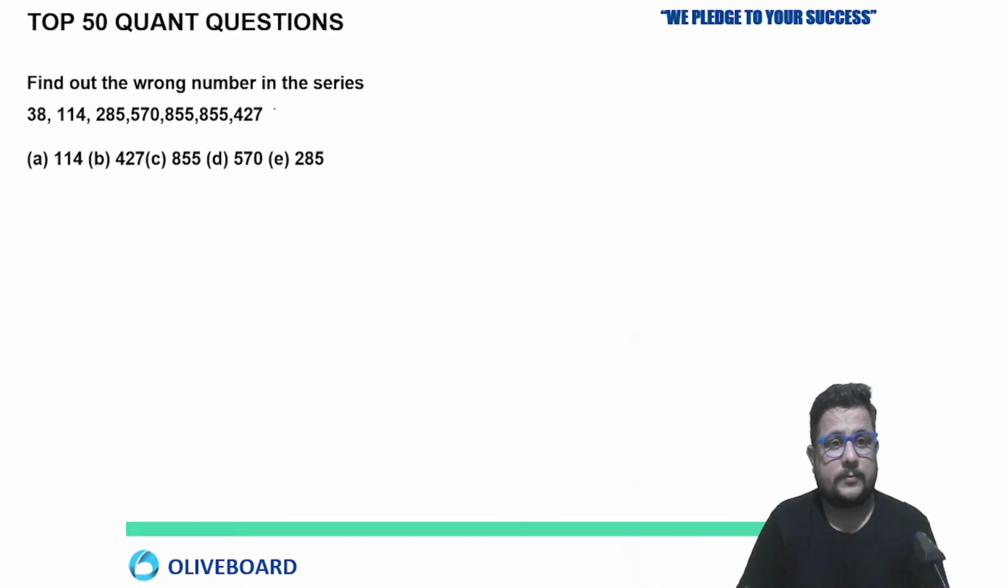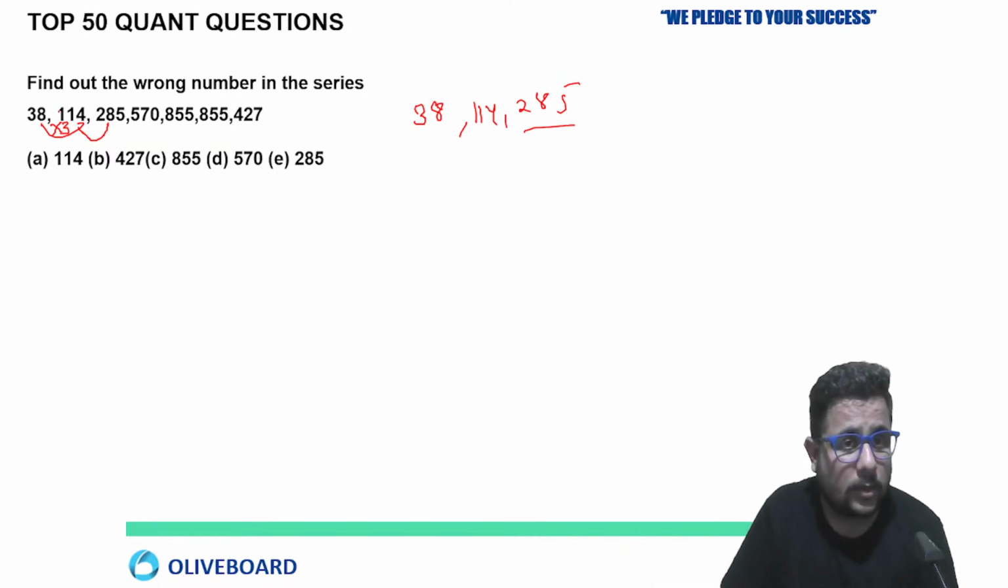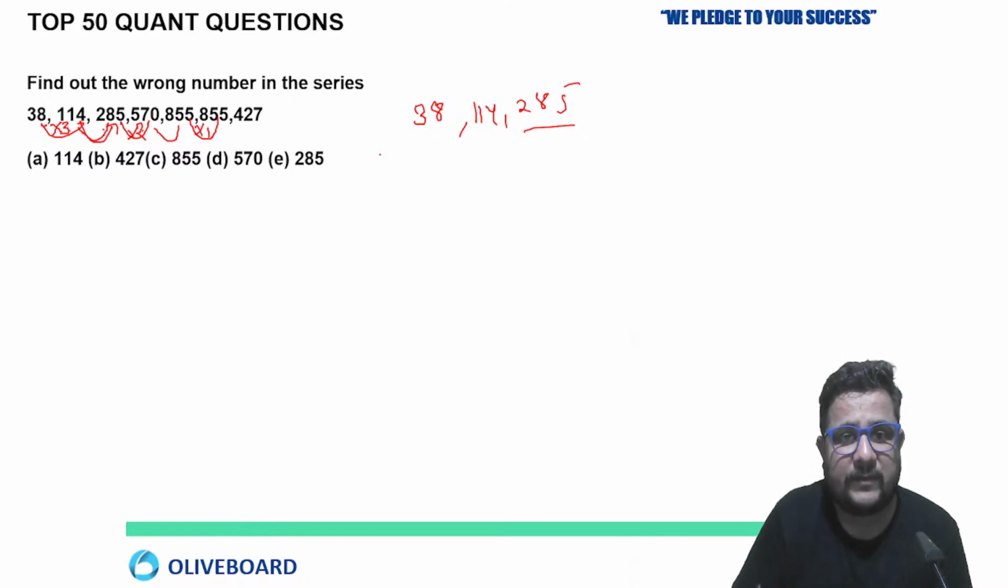What about others? 38 multiply 3, 114. 114 multiply, no. By multiplication we can't see the logic here. So what to do then? So 38, 114, then 285. So how do we decide that that logic is not working out? See, 38 into 3, 114. Twice is 228, but here 285. Okay, fine. But the next, double of 285 is 570. Now 570, okay, then 855.